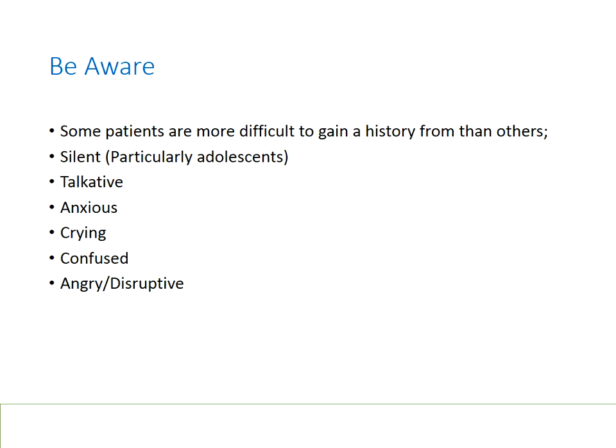So be aware, some people are more difficult to gain history from than others. You might just hit silence, like an adolescent who doesn't talk to anybody, let alone a stranger. They might be very talkative and give you lots of irrelevant information, but you have difficulty getting them down to the facts. They may display some sort of anxiety. They may be crying, confused, angry or disruptive. And all these factors could be to do with their personality, their illness, or some transient thing that's interfering with their normal way of communication.